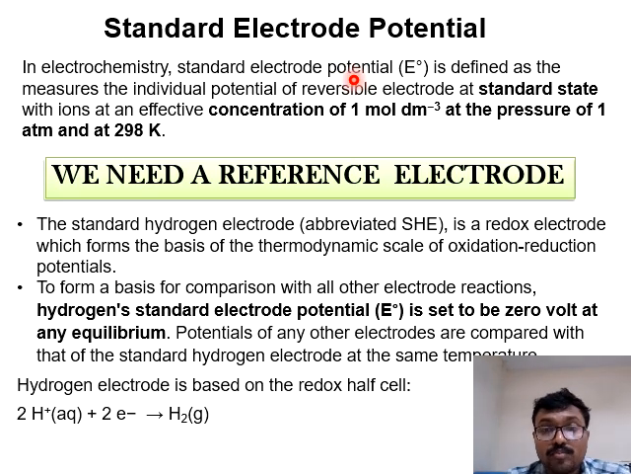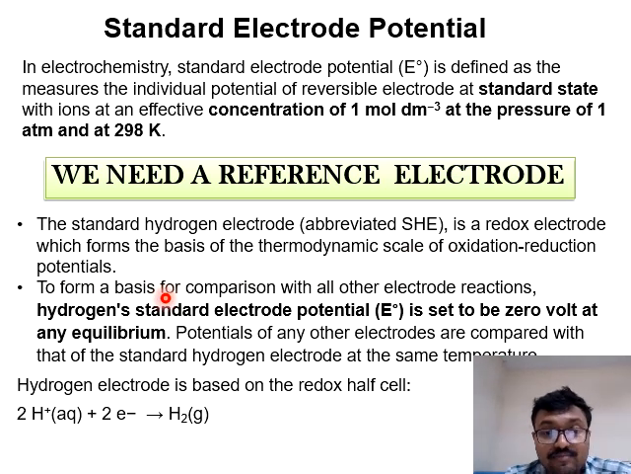Next is the standard electrode potential, already discussed. Now, in our experiment, we need one reference electrode. Why? Because when we have to calculate the standard electrode potential of a particular reaction, for example, zinc to zinc 2 plus, we need some reference reaction. For that, we need some reference electrode. The standard hydrogen electrode, abbreviated as SHE, is the redox electrode which forms the basis of the thermodynamic scale of oxidation reduction potential.